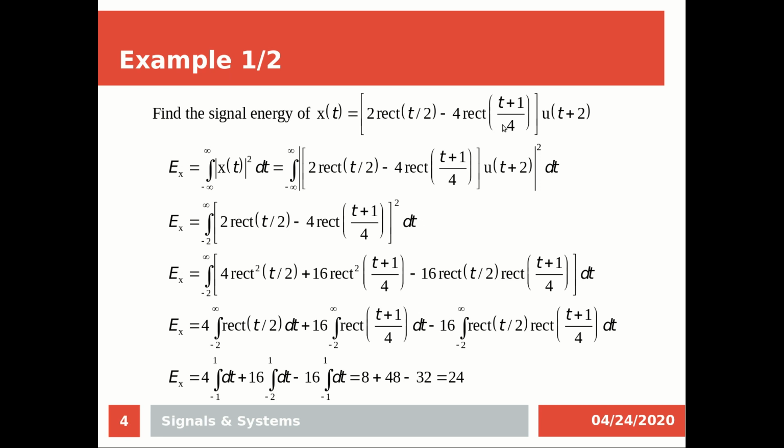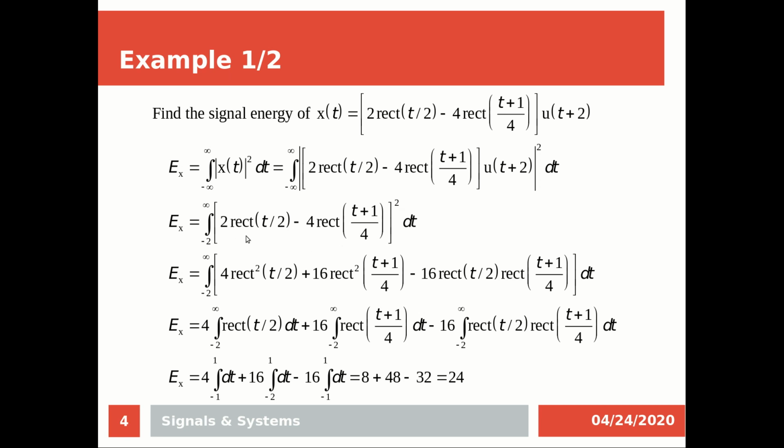So we will remove the u(t) plus 2, and we will limit our integral from minus 2, not from minus infinity, to infinity. And we multiplied here by 1. 1 to the power 2 is 1. So we have now this signal. Now return back to the mathematics.